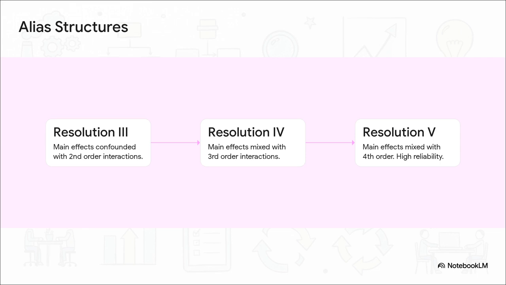Next, we have resolution 4. It's definitely safer, but your two-factor interactions are still totally mixed up with each other. Finally, we arrive at resolution 5. This is the flawless gold standard. The main effects are perfectly clear, and the interactions are perfectly clear from each other. There is absolutely no dangerous confounding here.